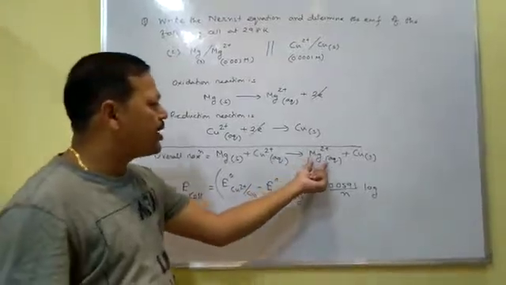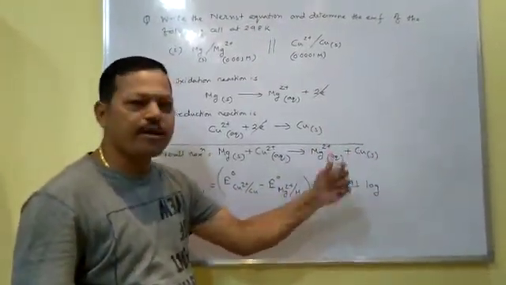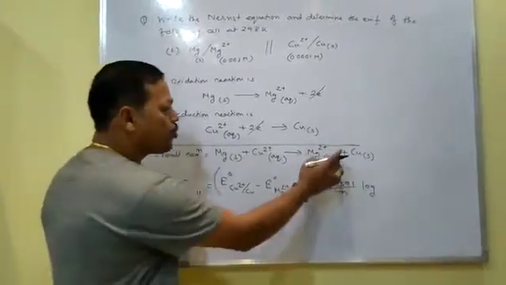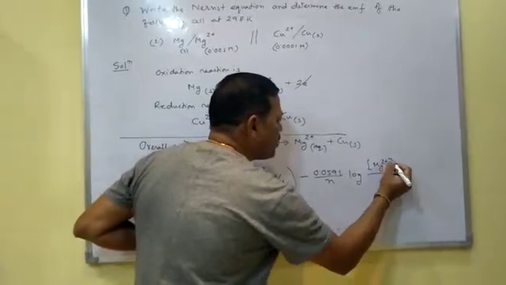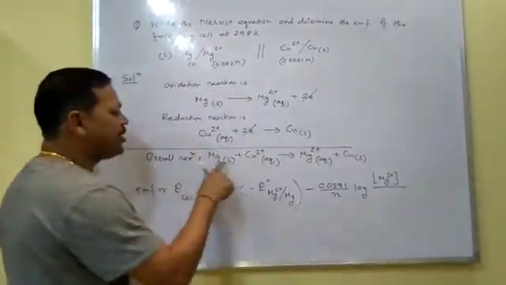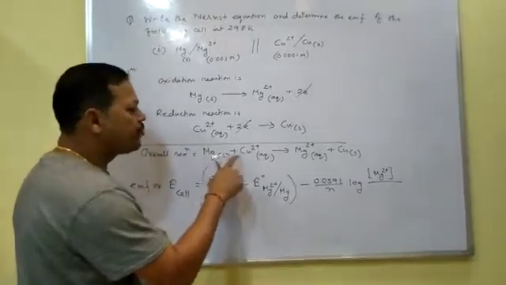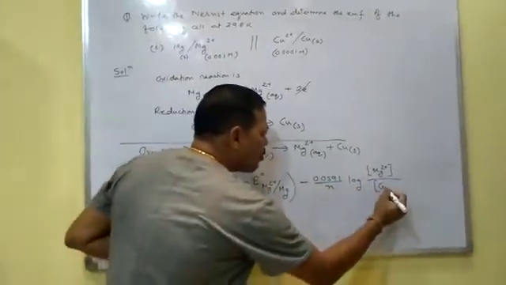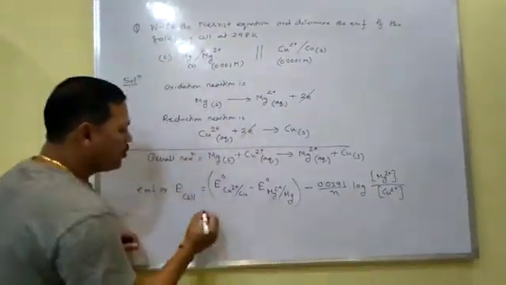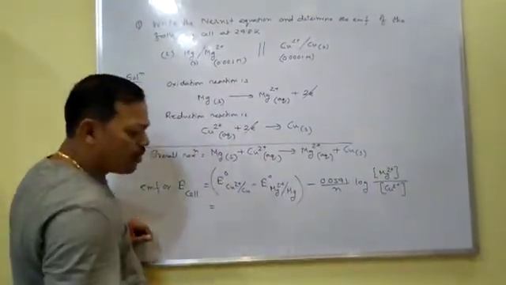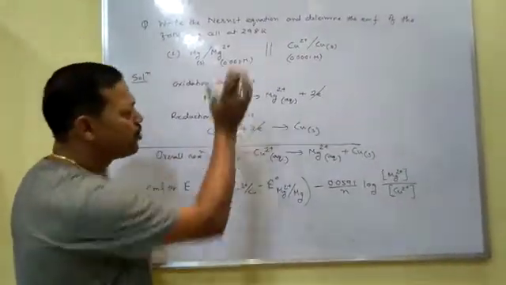Here the products are magnesium 2 plus and copper solid. Copper solid concentration is 1, so there is no need to write it. So the product term is the concentration of magnesium 2 plus, divided by the reactants. Magnesium solid also has concentration 1, so no need to write it. So it is divided by copper 2 plus aqueous. Now E naught of copper, actually you will get this value in your question. Here I have not given it.